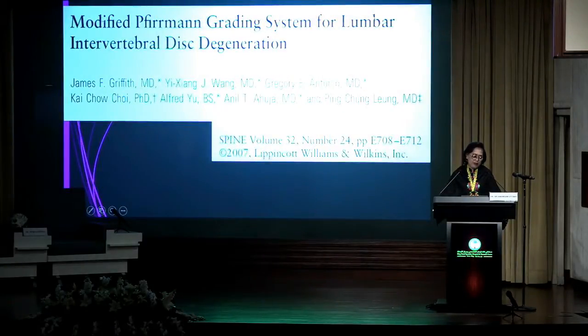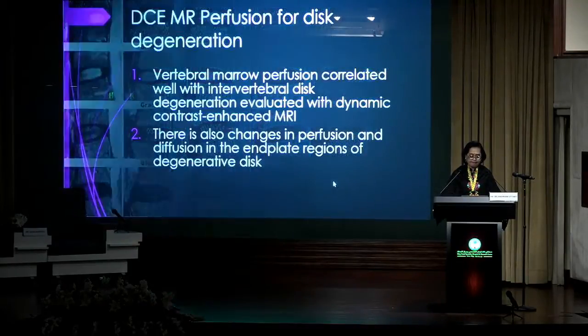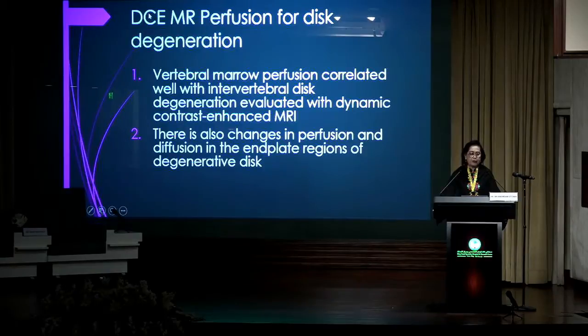And according to this modified Pfirrmann grading classification by James Griffith, we have 8 types. We can see from grade 1, grade 2, this is still normal, this slight hypointense but still normal disc height, and this one still normal disc height but slight hypointense, this still normal but inhomogeneous and hypointense, and here we can see there is a slight decrease, this moderate, severe, and this is the most severe decrease of disc height. And how about this dynamic contrast enhanced MR perfusion for this degeneration?